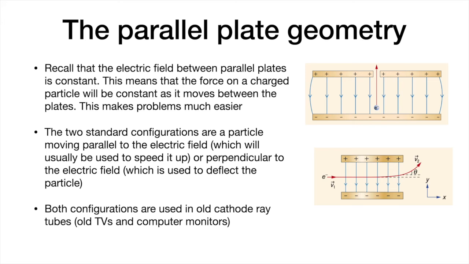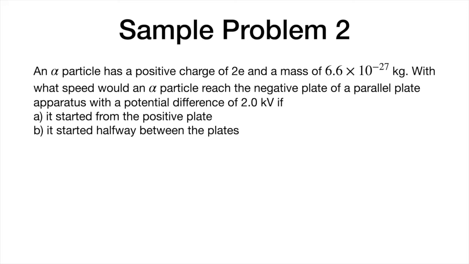So anyway, it's a little bit of old technology, but nevertheless, in those old cathode ray tubes, these two parallel plate geometry configurations were used to both accelerate the electrons and also to deflect them, so that you could actually draw images on your screen. Okay, so that leads us into sample problem 2.